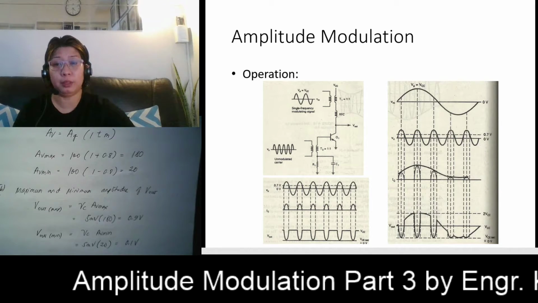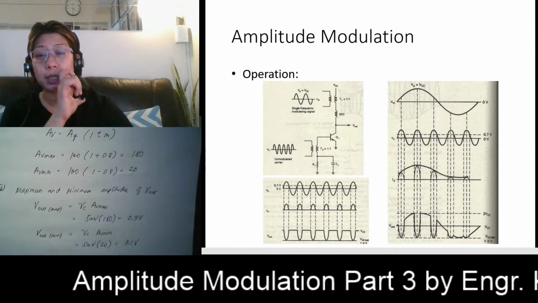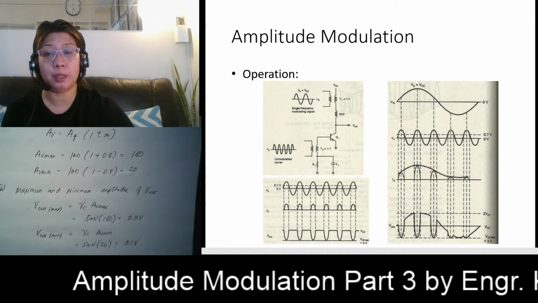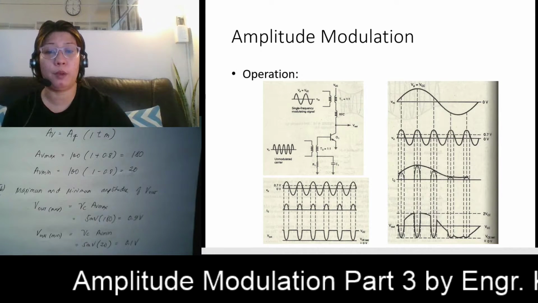Take note, this is a common emitter configuration. Therefore, your output is 180 degrees out of phase with your input. If we have a positive-going pulse, our output is a negative-going pulse. During the time that we have no conduction, our output is equivalent to 0. And then we have again your output waveform here.